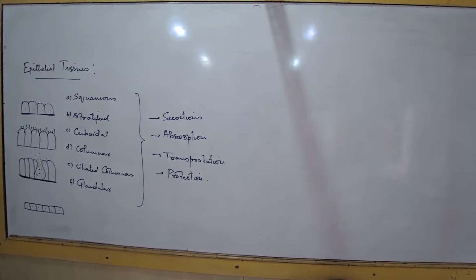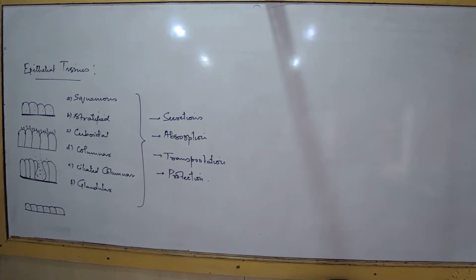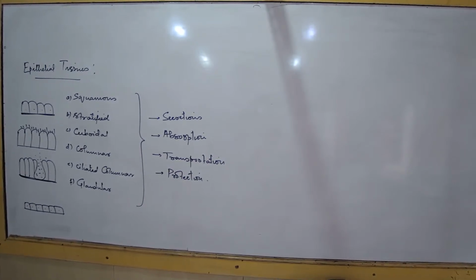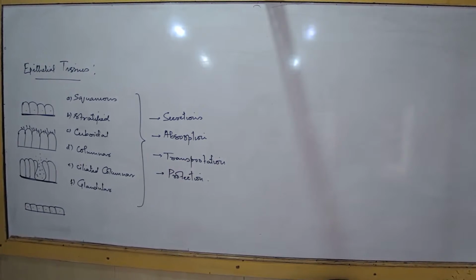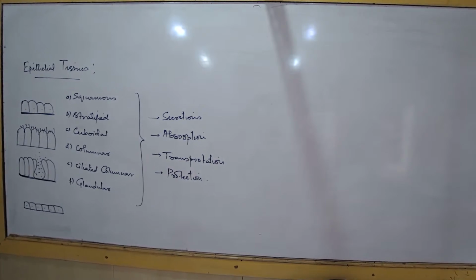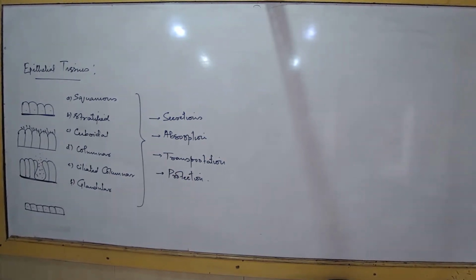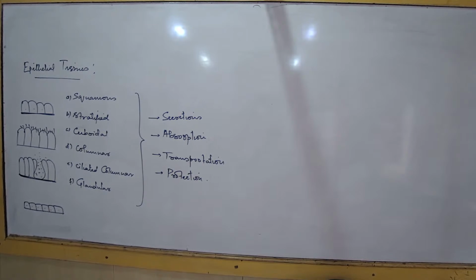Tick that diagram. You are supposed to remember those structures. Look for the diagram in the book also. The same is there in the textbook, similar types of diagrams. So you should be able to identify which one is stratified, which one is columnar, which one is cuboidal, etc. Now let us start with the first one.